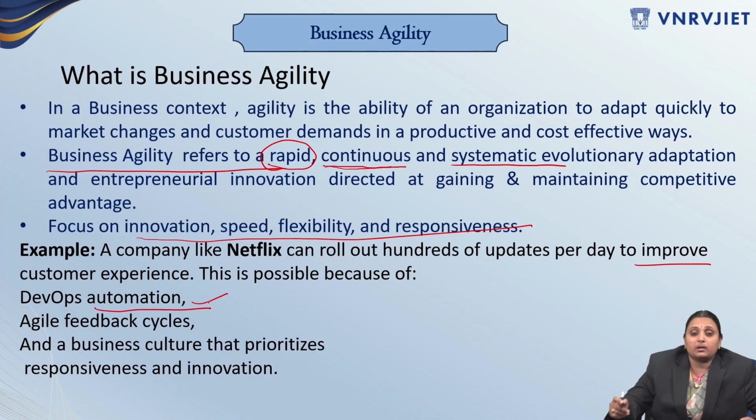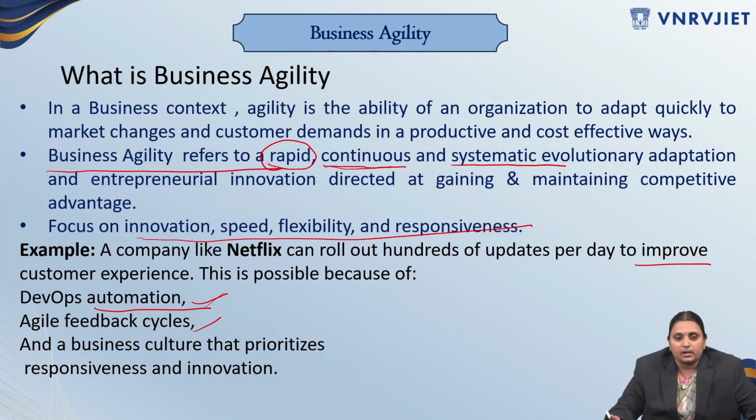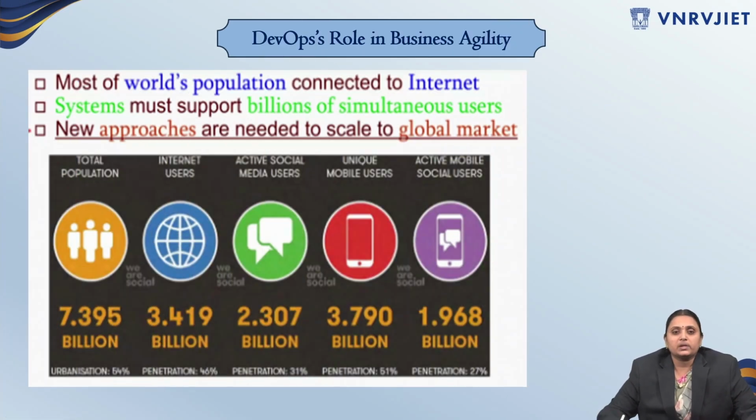So DevOps plays a key role in improving the business. How does DevOps play it? With the help of agile feedback cycles. Through the agile methodology, every time we take feedback from the operations team on how it is executed on the server. Through that, we take the feedback and give it to the development team, and the development team will improve on the customer feedback. Next we are going to focus on the DevOps role in business agility.